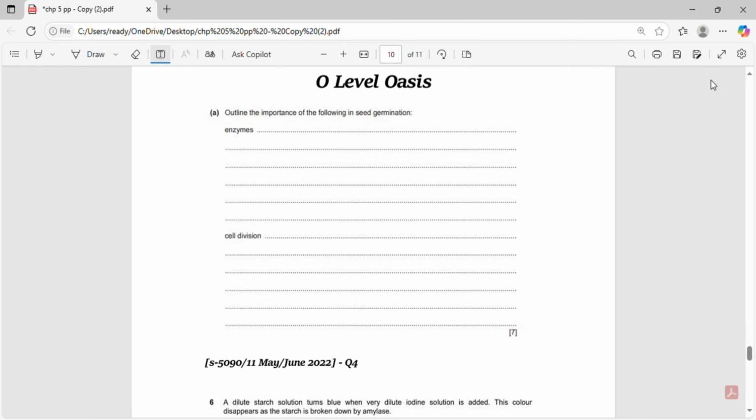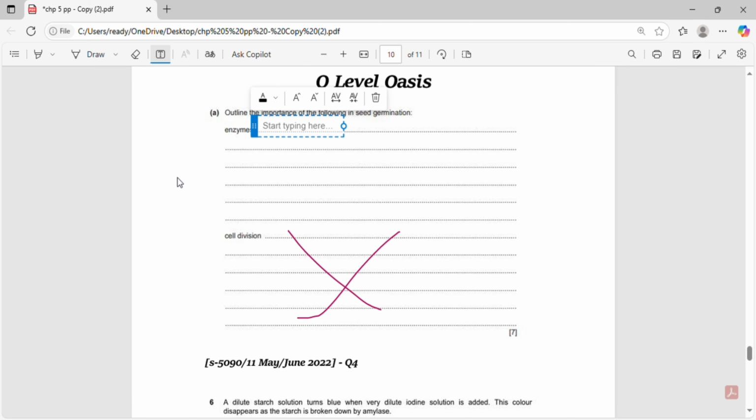Next, we have another question from the same paper. This is question 7, which says, outline the importance of the following in seed germination. Now, we already covered the cell division part earlier when we were practicing past paper questions from the previous chapter. And we had left enzyme to be done with this current chapter, so that's what we're focusing on now. We need to explain the role and importance of enzymes in seed germination.